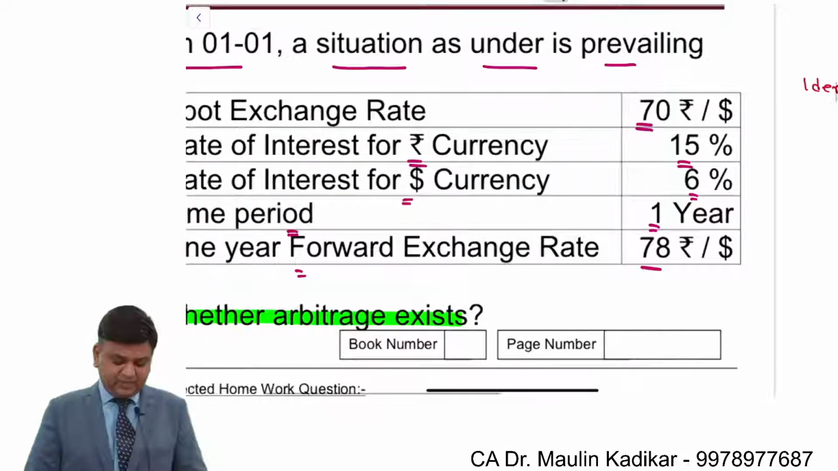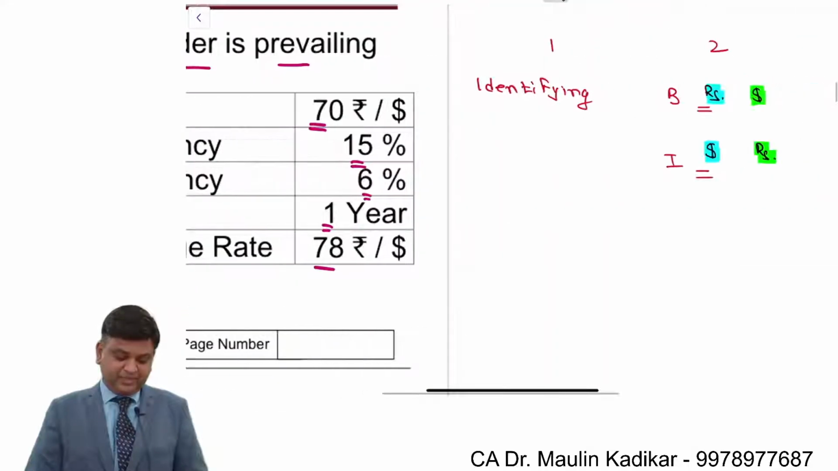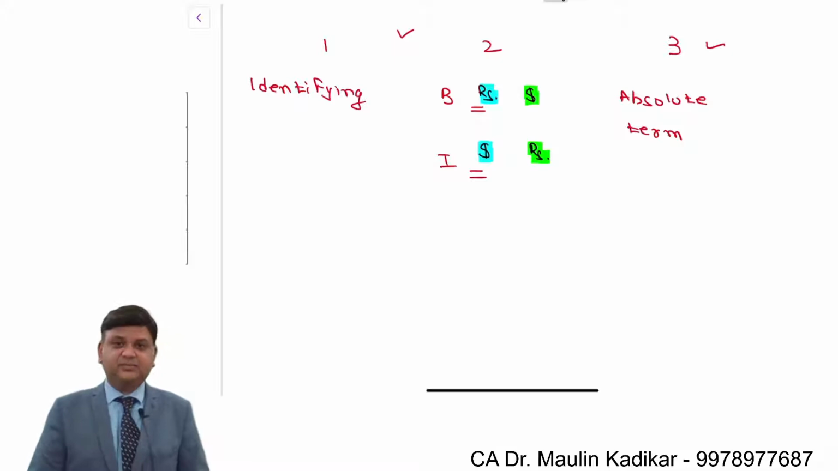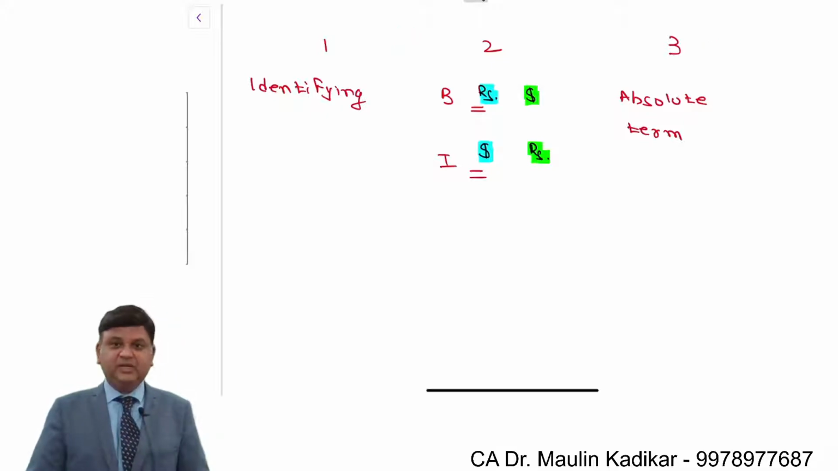Now, you may have a point that, sir, the question says only whether arbitrage exists or not. The question does not say about the second step and third step. Yes, I agree with you. Yet, the institute suggested answer includes even the second step and the third step. This is the kind of answer that is required to be presented by us.